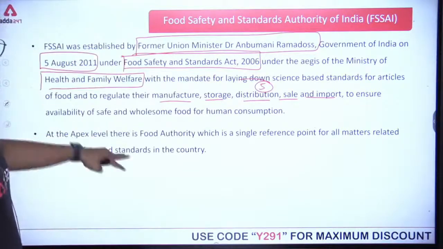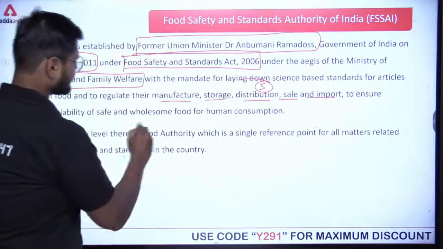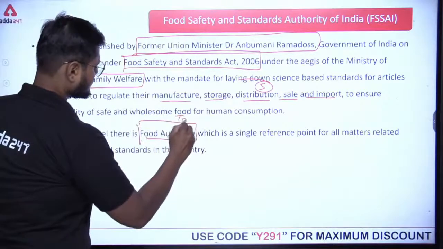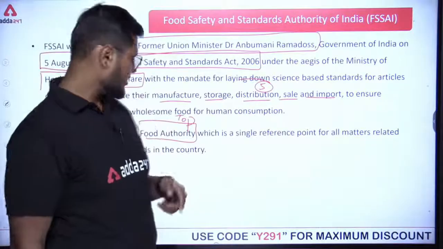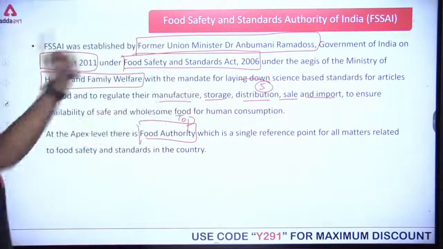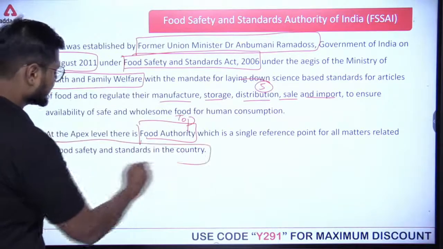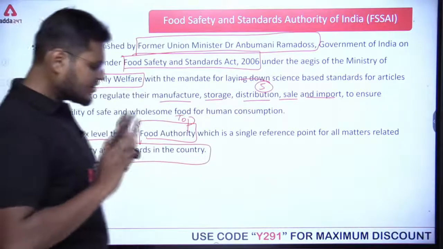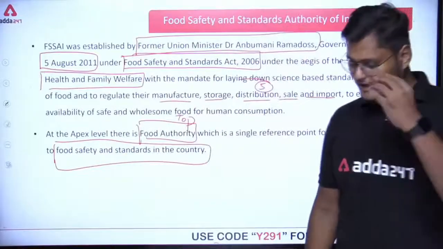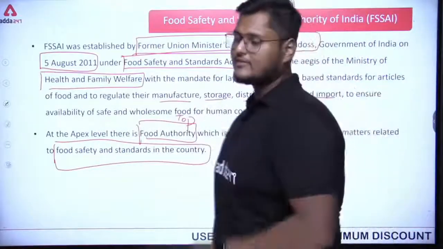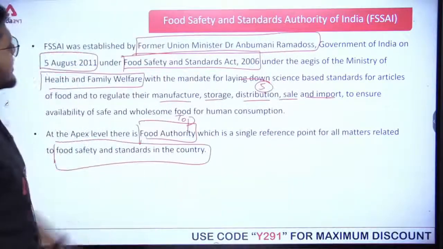Then at the apex level, that means at the top level, we have the Food Authority, who takes care of all activities of FSSAI, which is a single reference point for all matters related to food safety and standards in the country. Any kind of food safety matter has to come to the Food Authority. Any kind of action regarding that, the Food Authority is the concerned authority who should take the action.